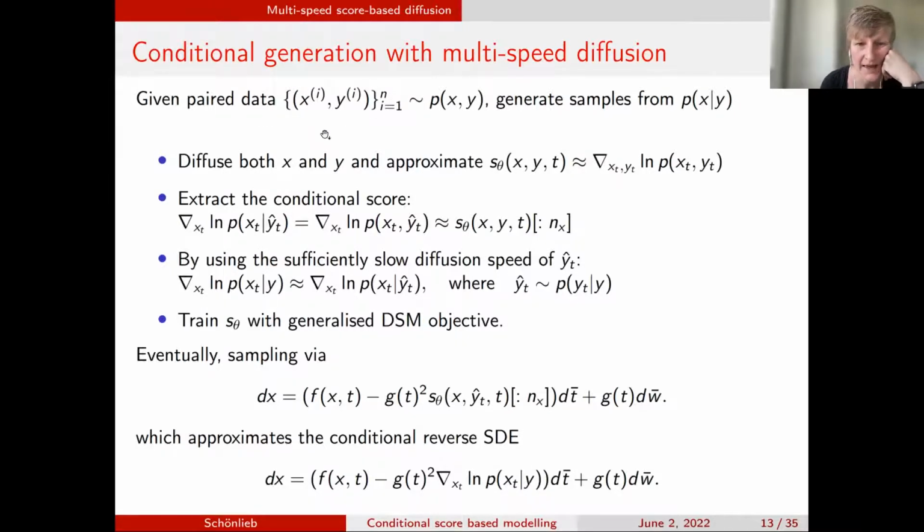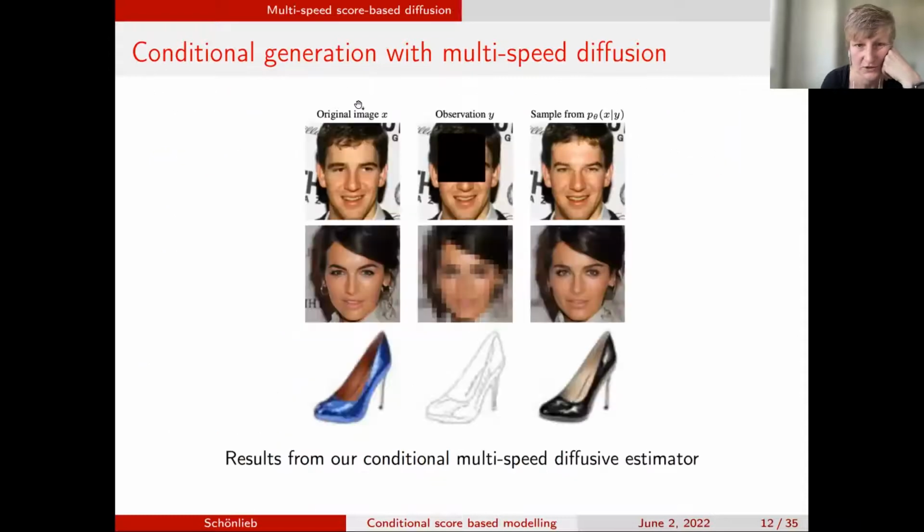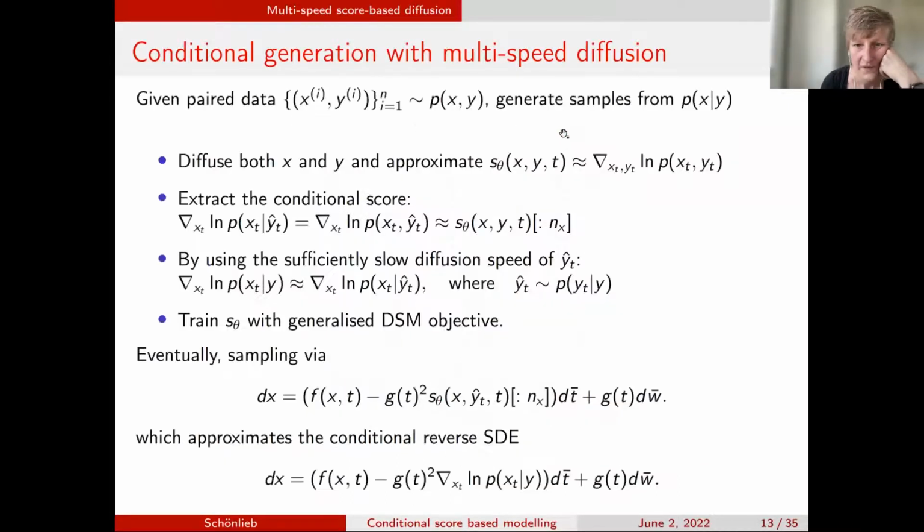Okay, so you are given paired data (X, Y). Going back to this example, you are given paired data, that is, the observation Y, your image that you want to inpaint, and the original image. This is your training set. Or in the case of super resolution, it would be these two. And then what you want to do is use this score-based diffusion to generate samples from the conditional probability density of X given Y.